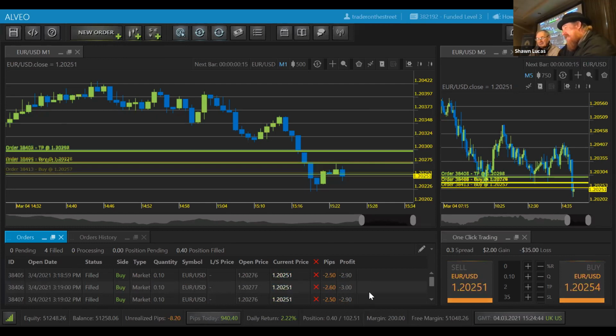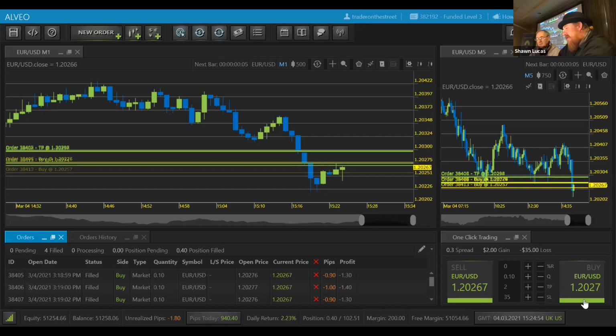All right, let it drop just a little bit more and then get ready to add a couple more trades on. It's not going to drop, is it? Just going to kind of run.